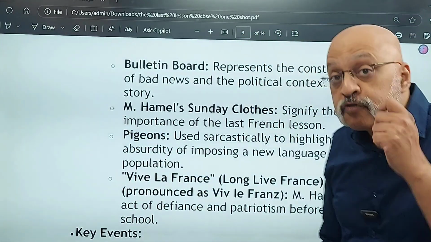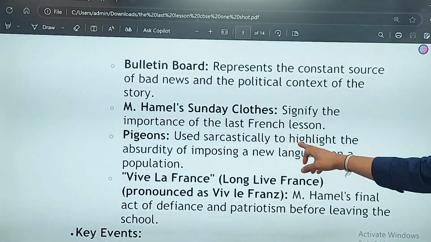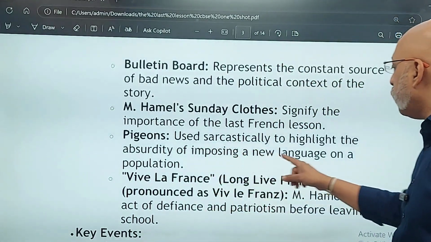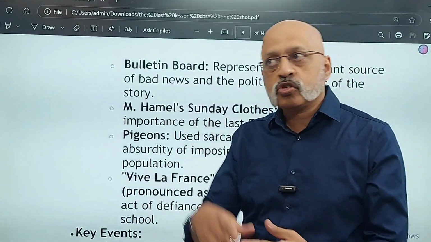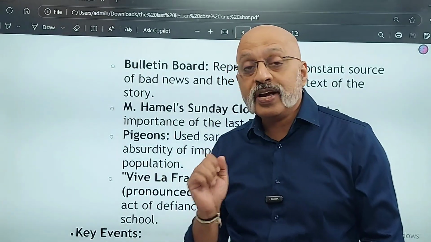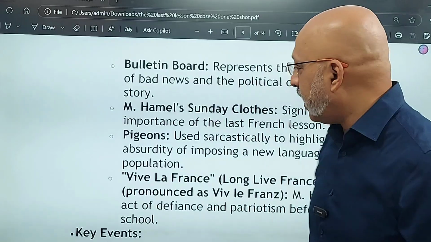The symbolism of the pigeons, because it is used sarcastically by the author to highlight the absurdity, the ridiculousness of imposing a new language on a population, right? So the pigeons are used. Will they also learn to coo in a new language? So it is to highlight the absurdity of imposing the language.